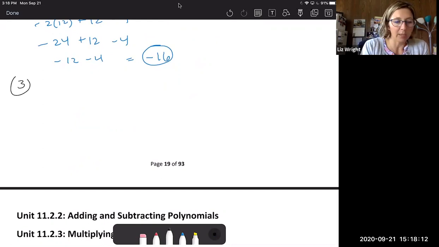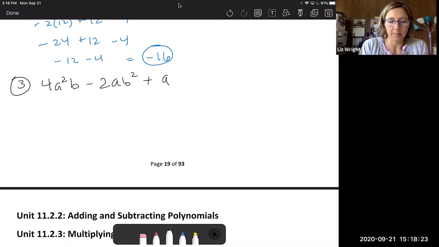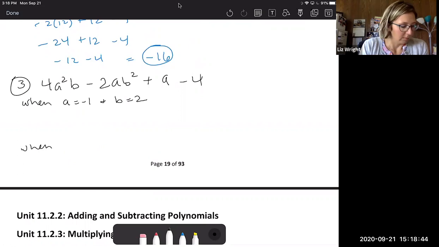So this is example 3. And this is given 4a squared b minus 2ab squared plus a minus 4. And you are supposed to evaluate that expression when a equals -1 and b equals 2. Also when a equals 2 and b equals -3.